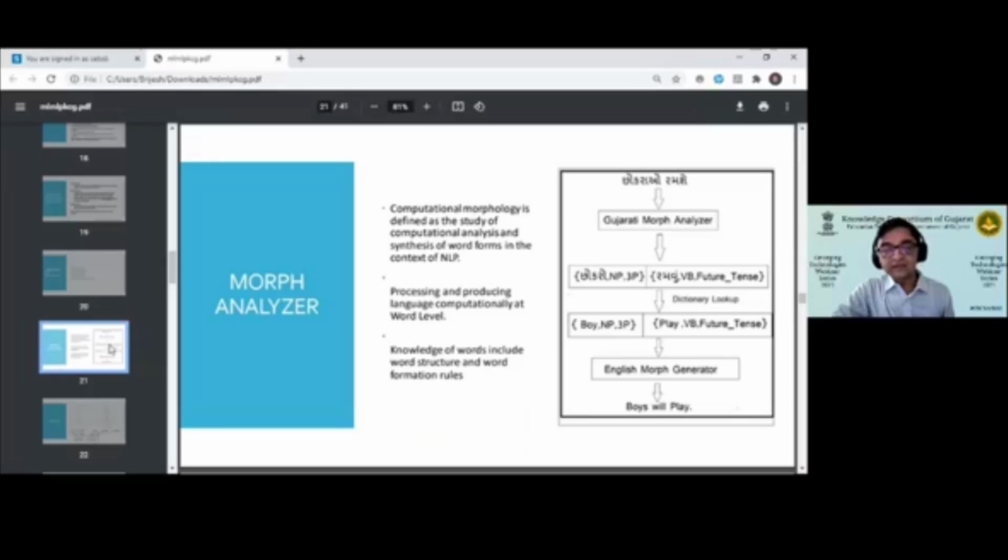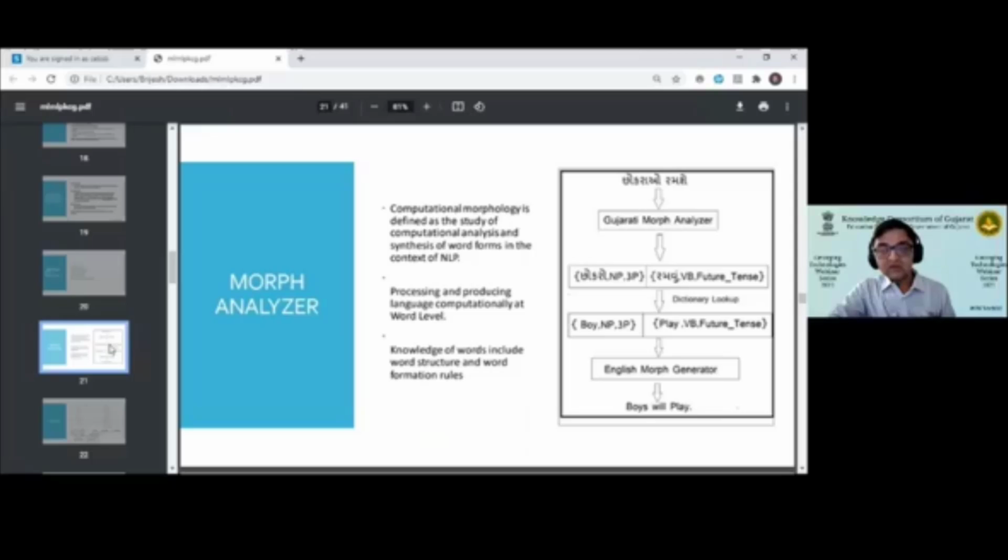Chokro is a noun and a plural marker; it is a plural form. Then Ramvu is a verb and Ramshe is a future tense marker, meaning it will play. So imagine the scenario where you want to translate this into English. What you need to do is understand the word, its meaning, and find the corresponding English word from the dictionary. Then you need to convert the inflections of Gujarati into inflections of English. And the third step is reordering of the sentence.